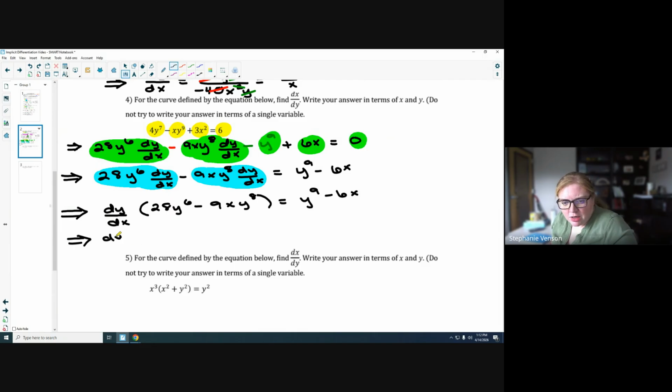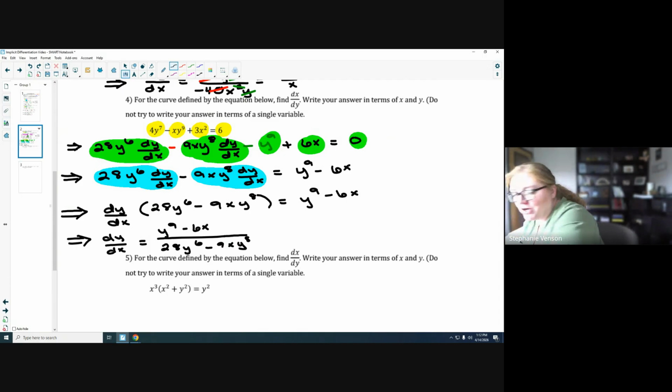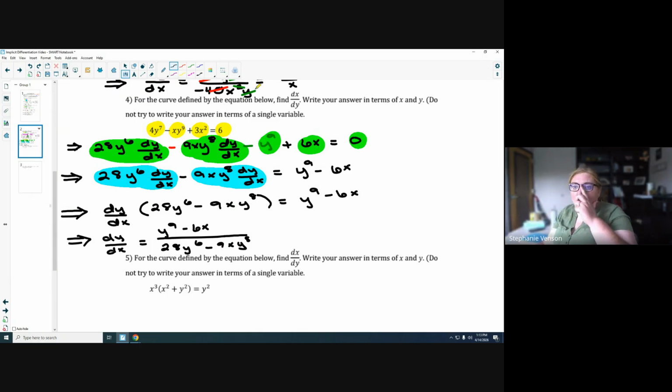So dy dx is equal to y to the 9th minus 6x over 28y to the 6th minus 9xy to the 8th. Now, if I were asked to look for dy dx, that would be my answer. Y to the 9th minus 6x over 28y to the 6th minus 9xy to the 8th. However, I was asked for dx dy. So all you have to do is flip it.